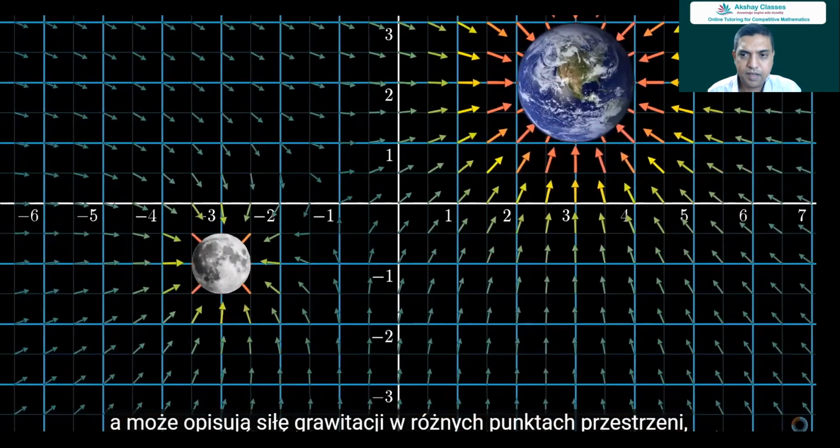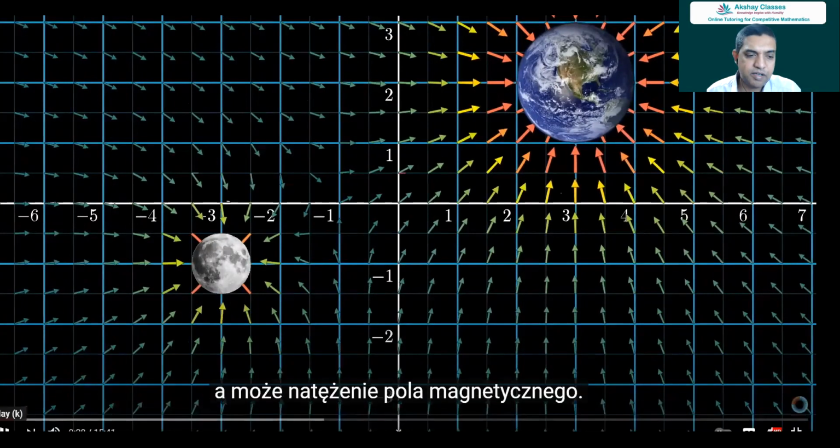Force of gravity at many different points in space. This is another vector field, maybe of gravitational pull.